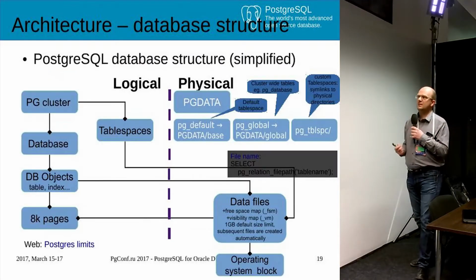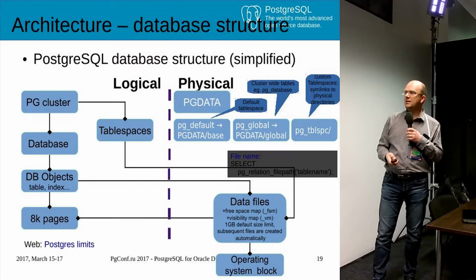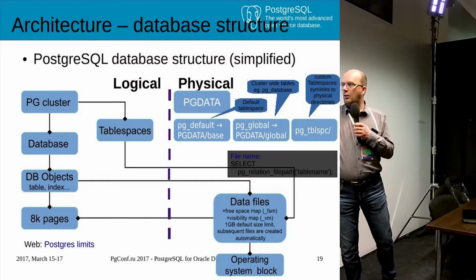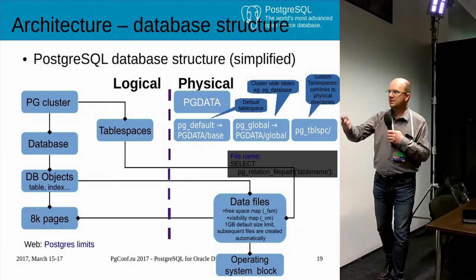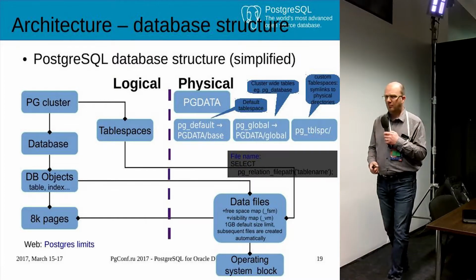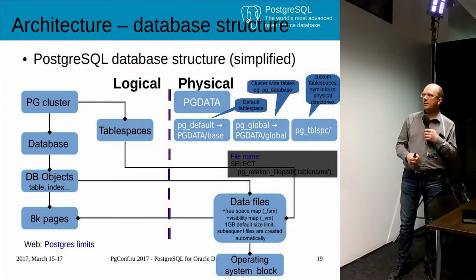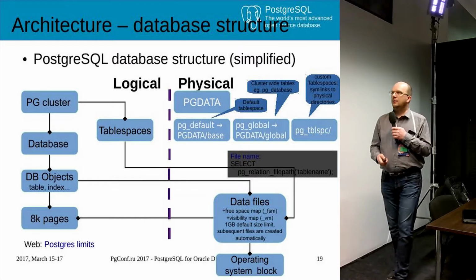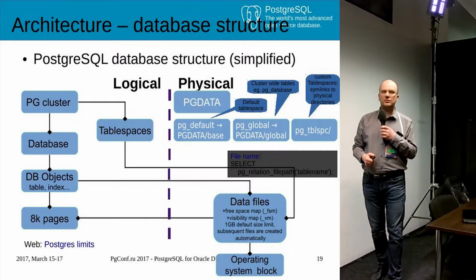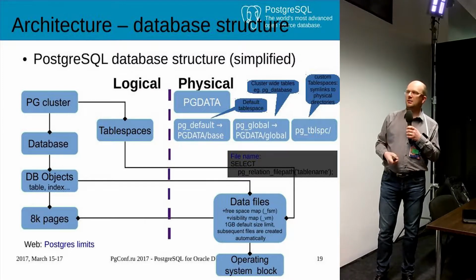How does it look in Postgres? Well, we have a Postgres cluster, the directory where all of our databases reside. So there are multiple databases within the Postgres cluster. There are objects within the database, tables and indexes, and these consist of 8K pages. Might be that you compile Postgres with a different page size. Again, I have never had any reason to do so. The tablespace is a cluster-wide object. It does not belong to a single database. This is something that you configure at the Postgres cluster level.